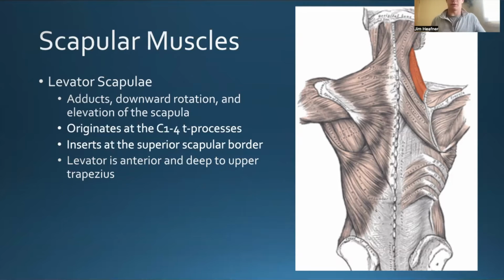It inserts at the C1 to C4 transverse processes, and then it inserts at the superior scapular border. So you can see how when it contracts, it can impact downward rotation as well as elevation, which almost seem like contradictory motions. Through palpation, it's anterior and deep to the upper trap. So you need to go anterior to the upper trap and then deep down in there, knowing it runs from the superior spine of the scapula up to C1 to C4.